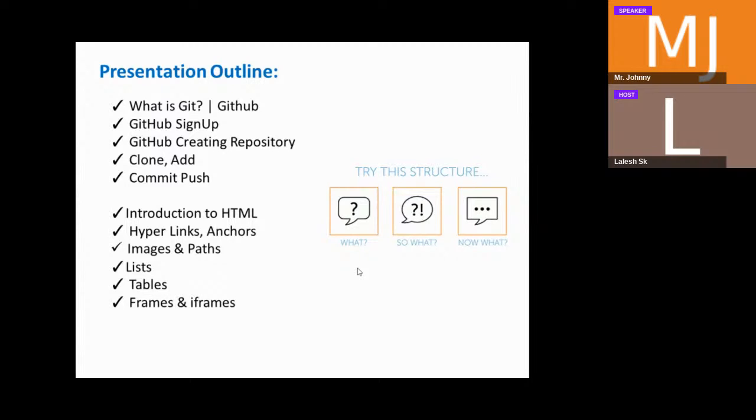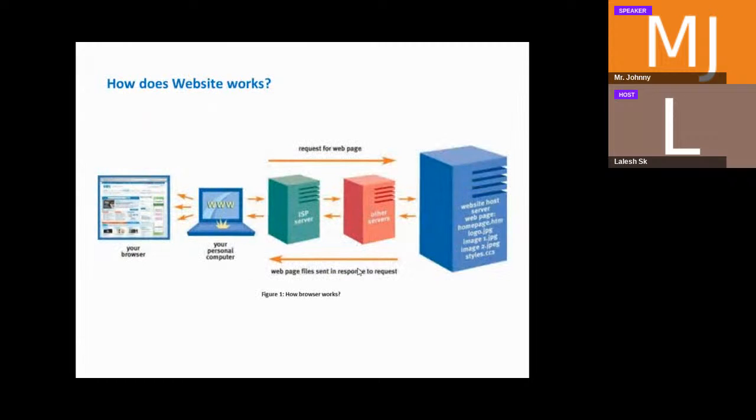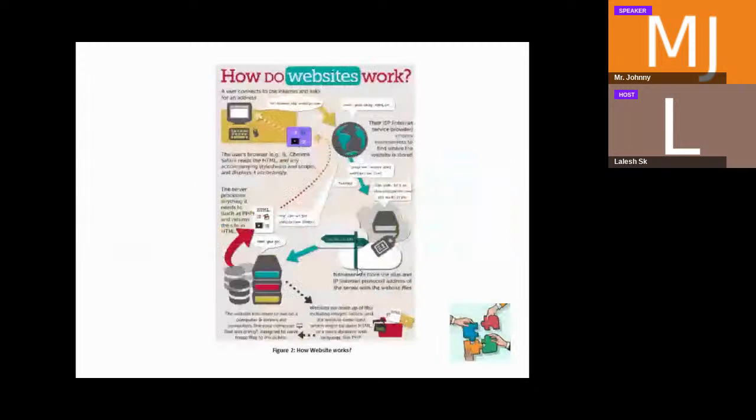Next, we started with the introduction to HTML, hyperlinks, anchors, images, paths, lists, tables and iframes. Once we started with how a website works, till now we have been trying to make a website live using GitHub, generating some URL and putting it there. We can also use a domain and hosting to make a website live. We will discuss that in further sessions.